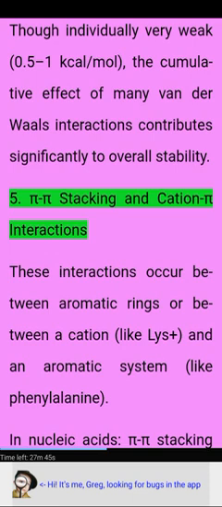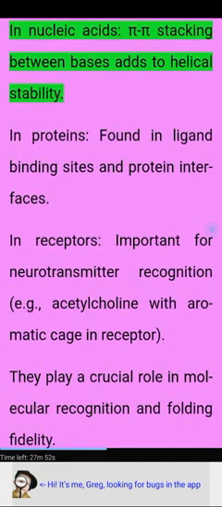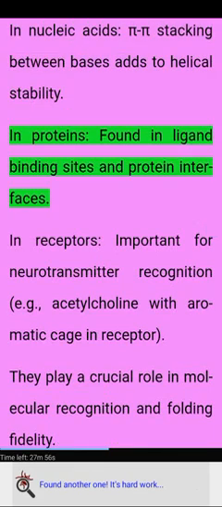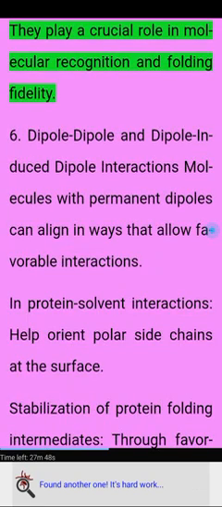5. Pi-pi stacking and cation-pi interactions. These interactions occur between aromatic rings or between a cation, like Li+, and an aromatic system, like phenylalanine. In nucleic acids, pi-pi stacking between bases adds to helical stability. In proteins, they are found in ligand binding sites and protein interfaces. In receptors, they are important for neurotransmitter recognition, e.g., acetylcholine with the aromatic cage in its receptor. They play a crucial role in molecular recognition and folding fidelity.